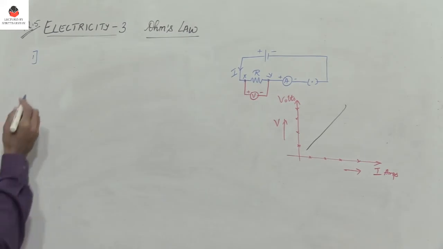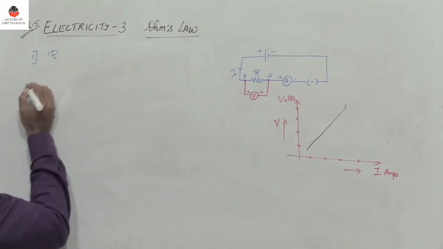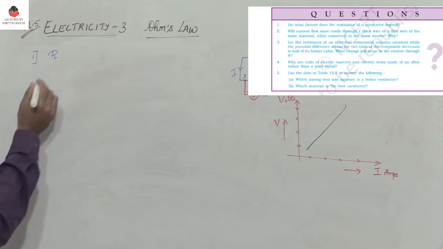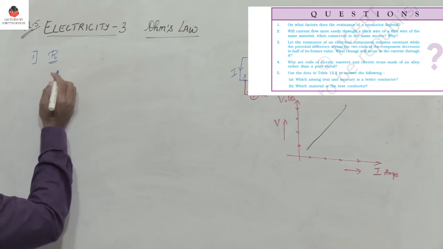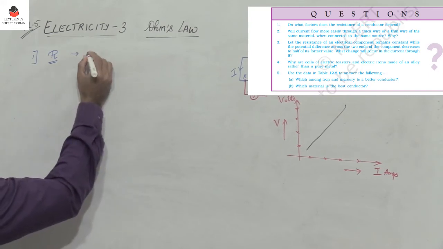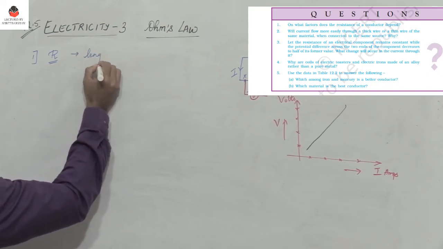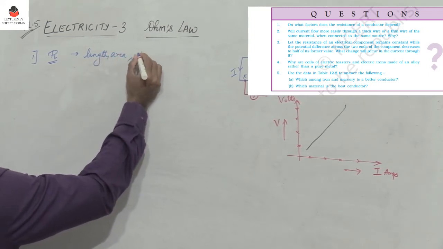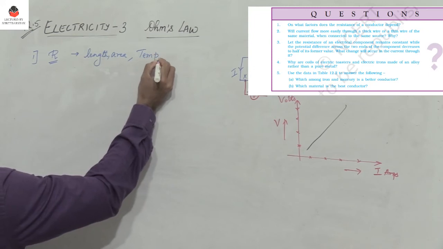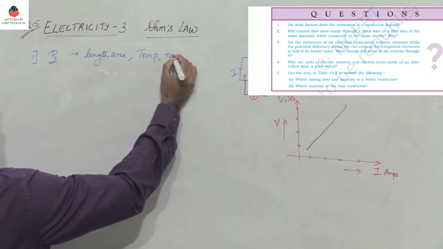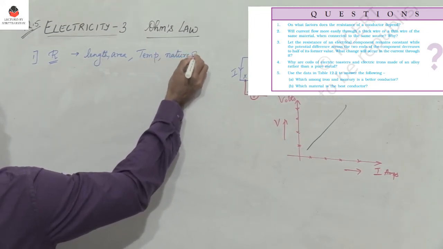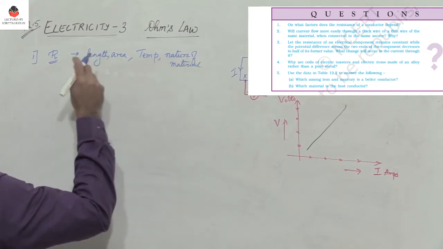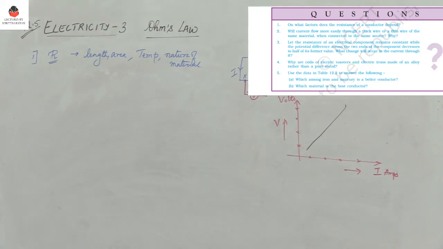The first question: on what factors does the resistance of a conductor depend? It definitely depends on the length, the area of cross section, the temperature, and definitely on the nature of the material. So the resistance of any given conductor depends on all these 4 factors.